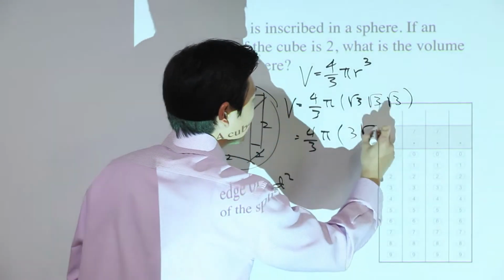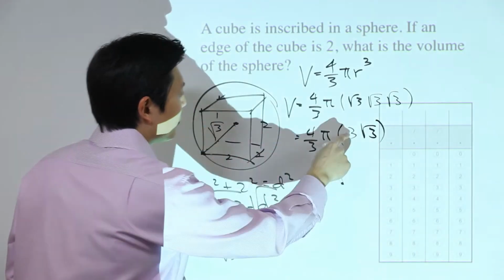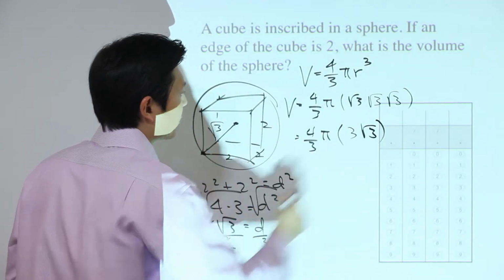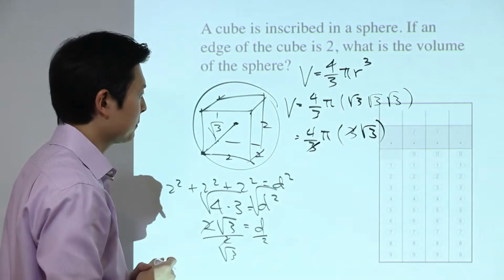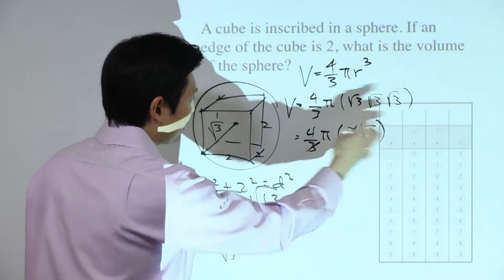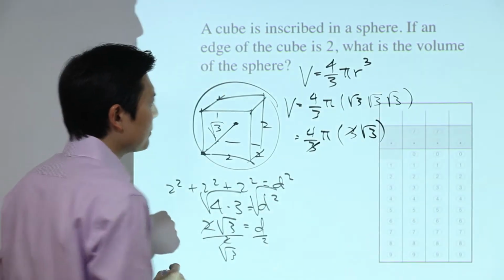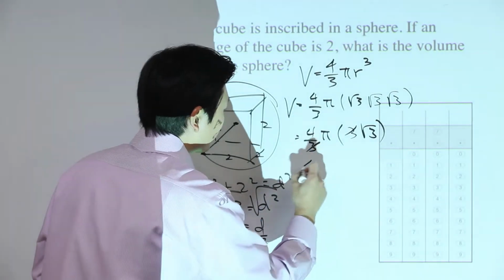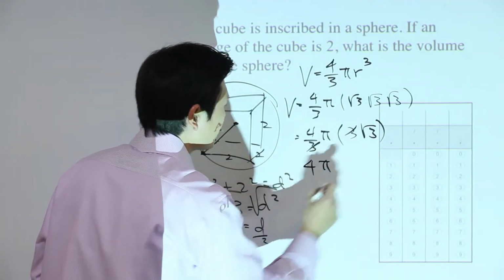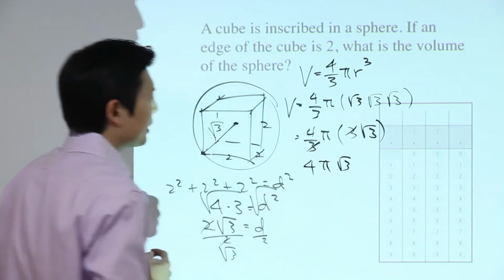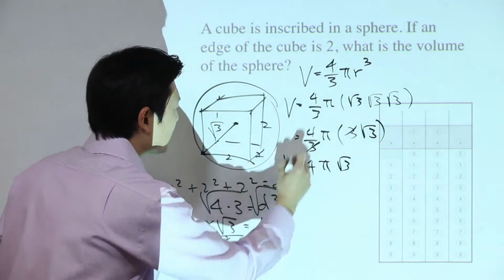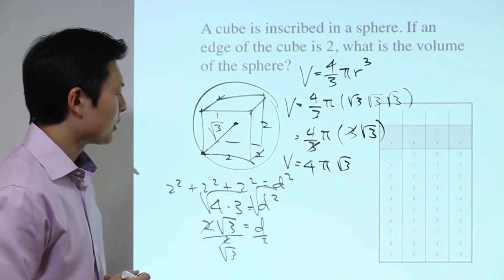And we still have 1 root 3 remaining. We have a times 3 here, and a divided by 3 here. These guys can cancel out. There's no precedence here because everything is multiplication. And so what remains is 4 pi root 3. That would be my volume. And that is the correct answer here.